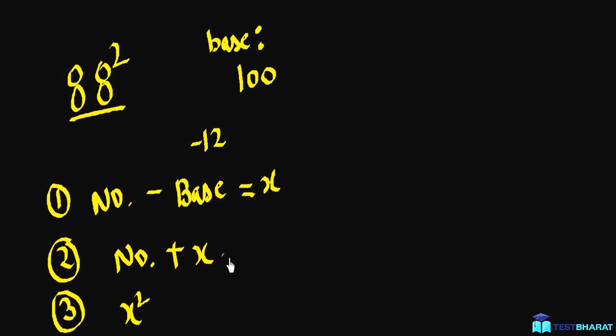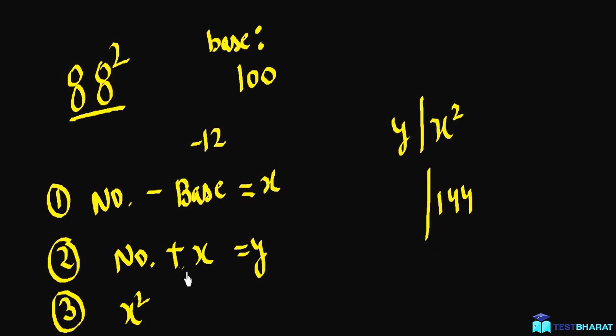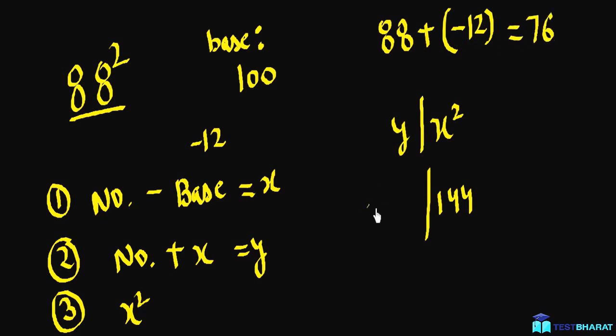We will write whatever value we get here as y. So y and x square. Here x square is 144. And what is y? y is the number, that is 88 plus x. x was minus 12, so 88 plus minus 12, which is 88 minus 12. That is 76. So I will write 76 here.